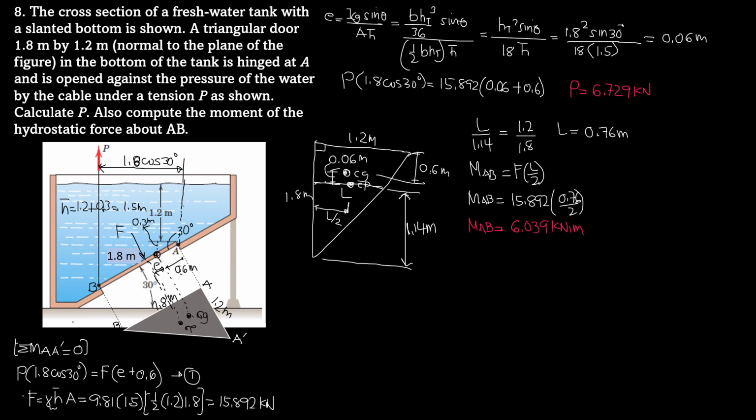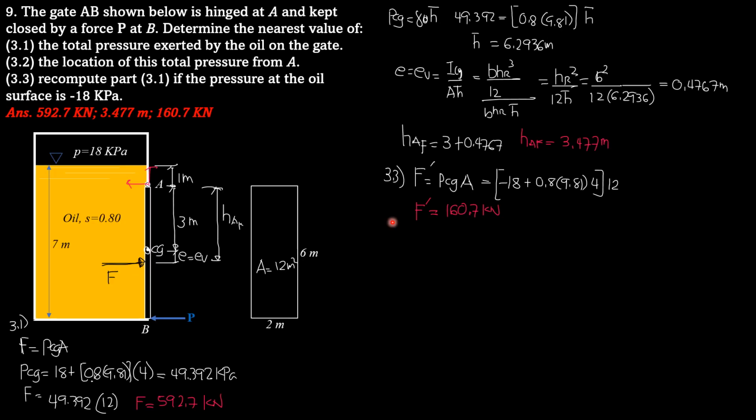Then for the next problem, the gate AB shown below is hinged at A and kept closed by a force P at B, which is here. Determine the nearest value of number 1, the total pressure exerted by the oil on the gate. This total pressure is the other term for F, the hydrostatic force. So simply F, that hydrostatic force. This is 7 meters.